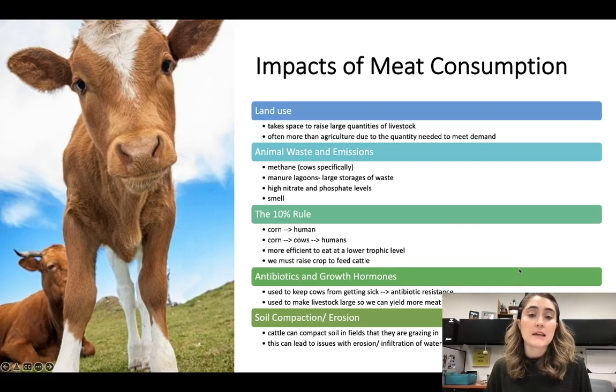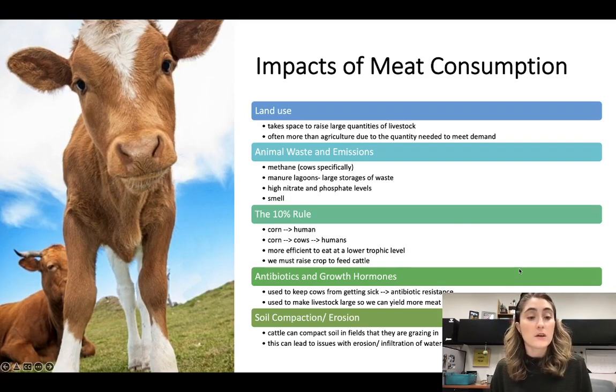So firstly is land use. It takes a lot of space to raise large quantities of meat, whether that's in a concentrated animal feeding operation or whether that's free grazing. It takes a lot of space because cattle, unlike a crop, is a large animal, or takes up more space than raising something like plants. And because in developing countries there is such a high demand, we see a lot of land space being taken up by actually raising this livestock.